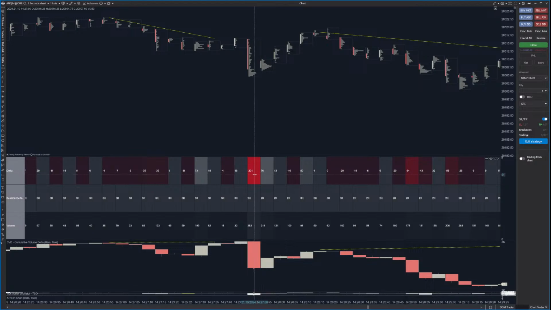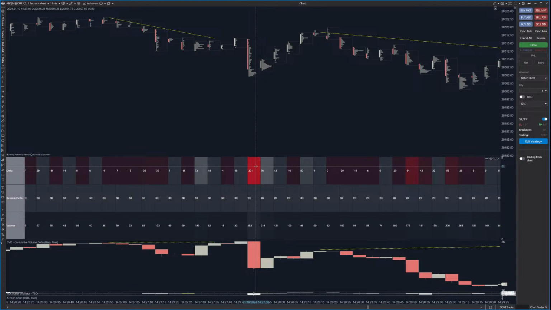So that means there might have been 251 aggressive sellers, but there were only 50 aggressive buyers. So the difference between the aggressive sellers and the aggressive buyers is what you see in the delta reading, right?